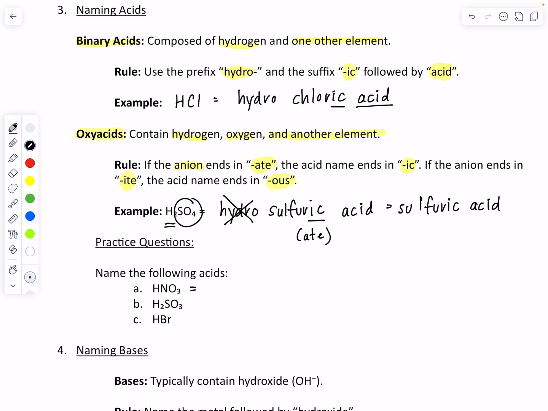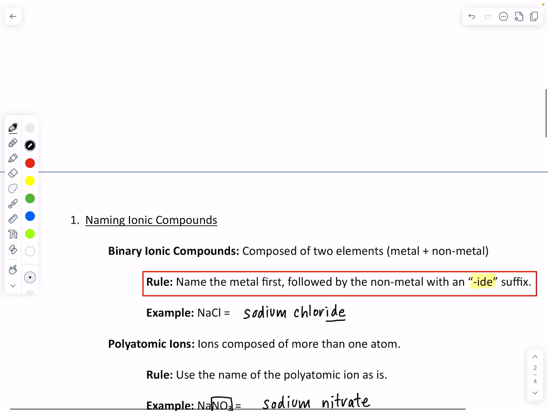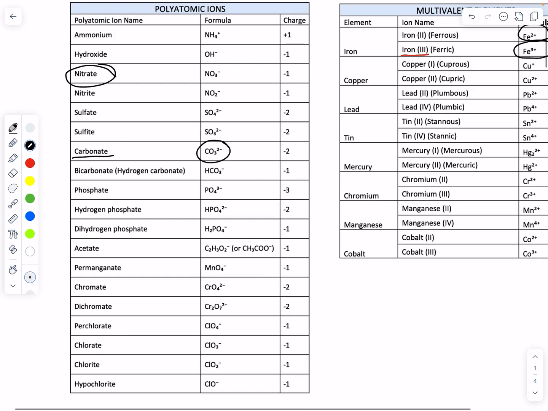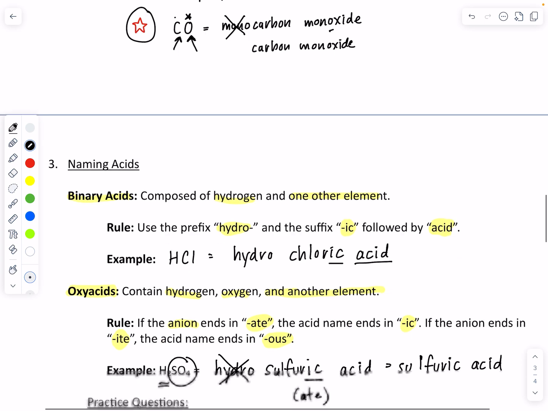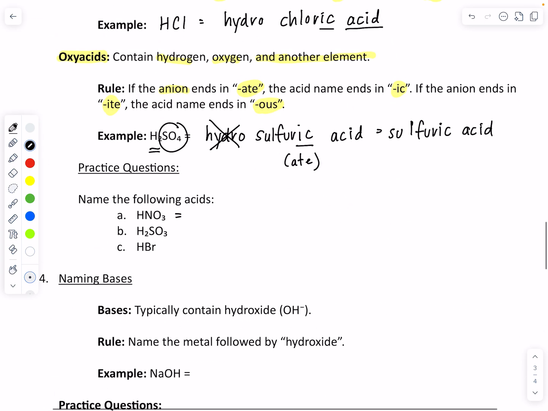Let's take a look at this oxyacid, HNO3. Let's find NO3 on our reference table. NO3 is nitrate, so it's going to use the ending ic. So this will be nitric acid.